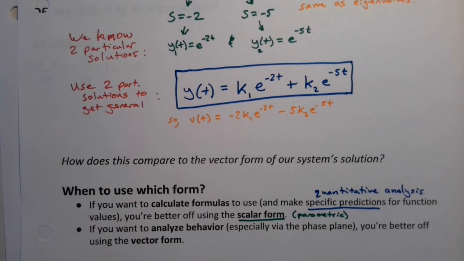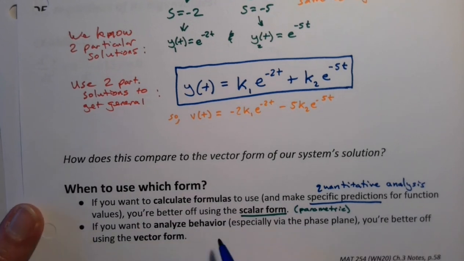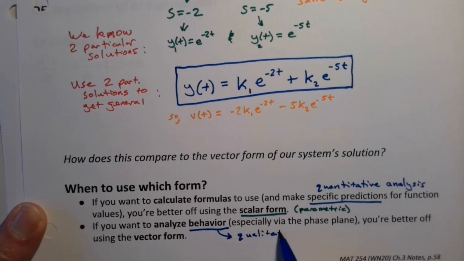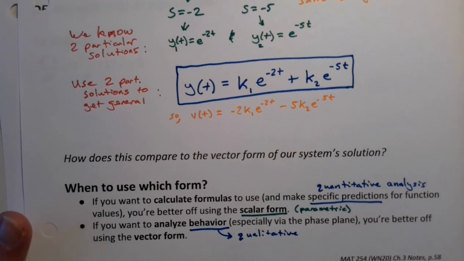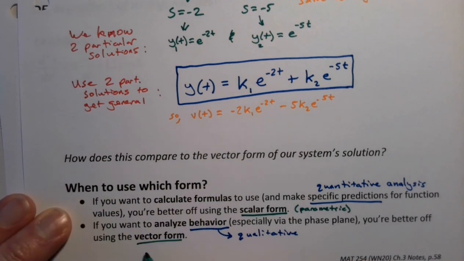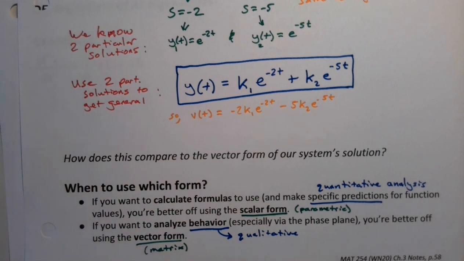If you want to make a prediction about general behavior, especially on the phase plane, if you're interested in behavior, then you're talking about qualitative prediction. Then you're better off using the vector form. And in the vector form, of course, we mean the matrix form, because you can tell what the straight line solutions are. You can tell what direction things are moving on the phase plane. You can tell whether the origin is a source or a sink. You can make all kinds of predictions qualitatively about what's going on.